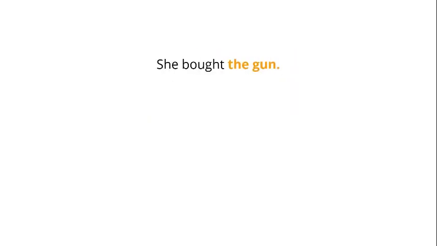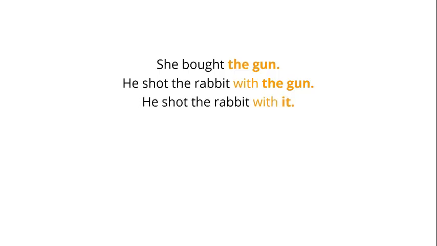So let's look at these sentences. She bought the gun. He shot the rabbit with the gun. He shot the rabbit with it. I change the gun to it. And then we can change it to which. Now what we're concerned with is what we do with the preposition with.